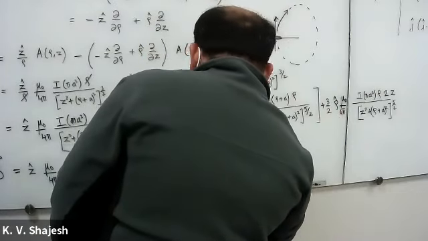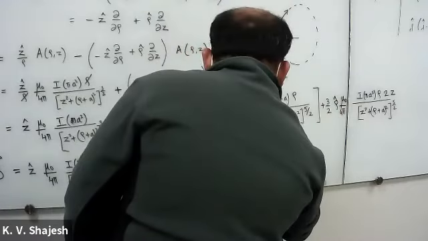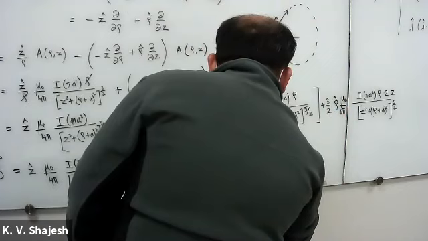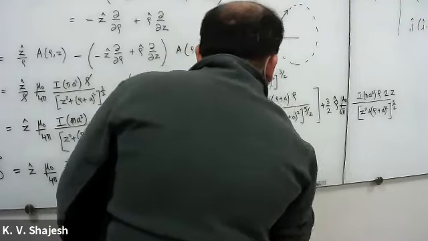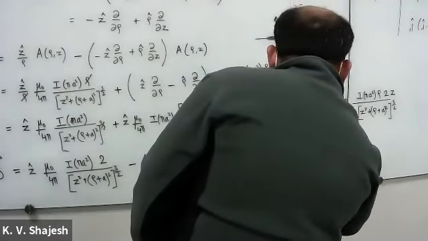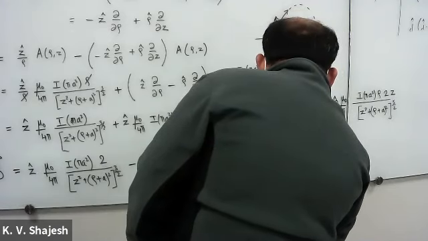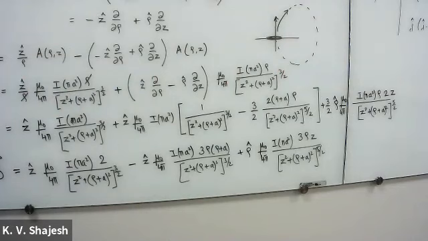So this is plus rho hat and mu naught over 4 pi times I times pi a square times 3 rho z over... okay. I think so. Yeah, 3 rho z.